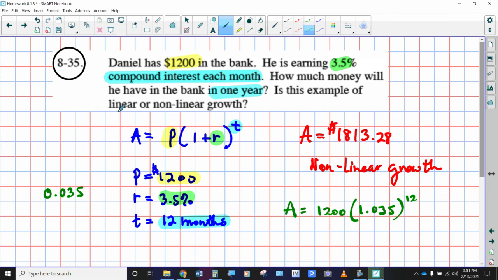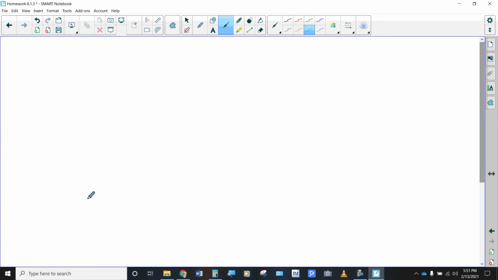And is this an example of linear or nonlinear? It's exponential growth. So that is non-linear. There we are. We are done. How much time did that take? Not too bad. All right, let's move on.